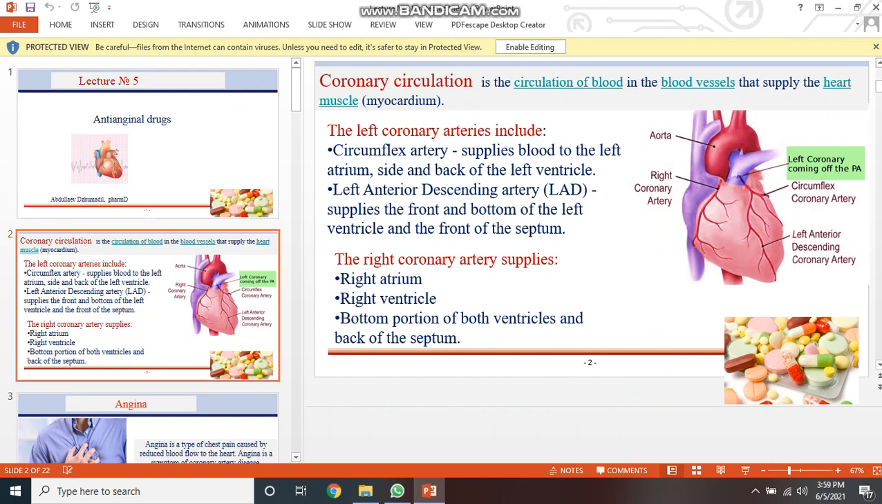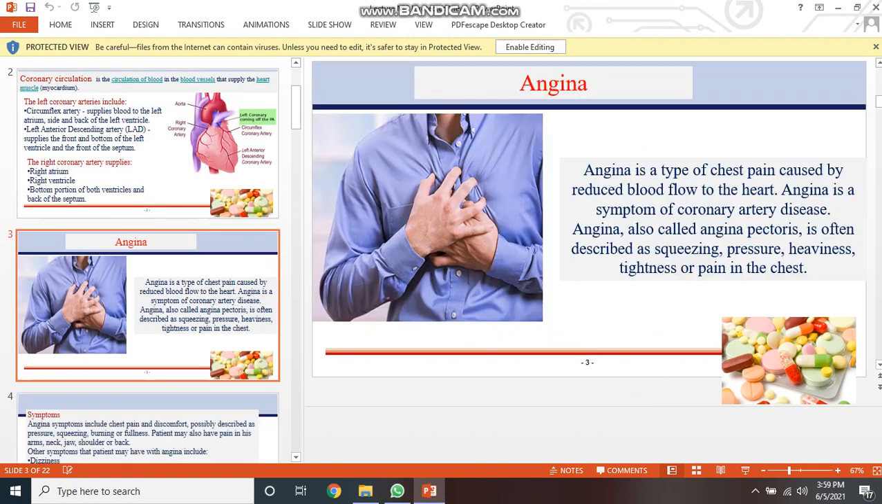The right coronary artery supplies the right atrium, the bottom portion of both ventricles and the back of the septum. As you see in the heart, there is the aorta, and the right coronary artery and left coronary artery come off at the aorta, with the circumflex coronary artery and the left anterior descending coronary artery.